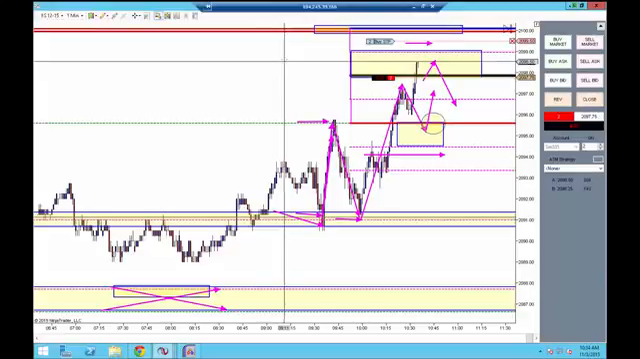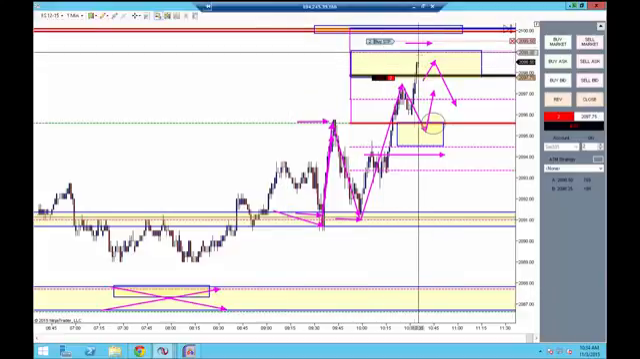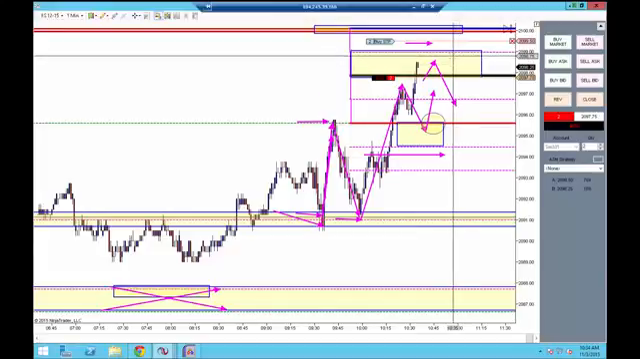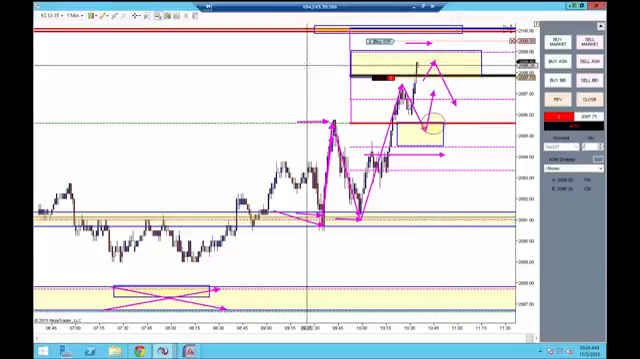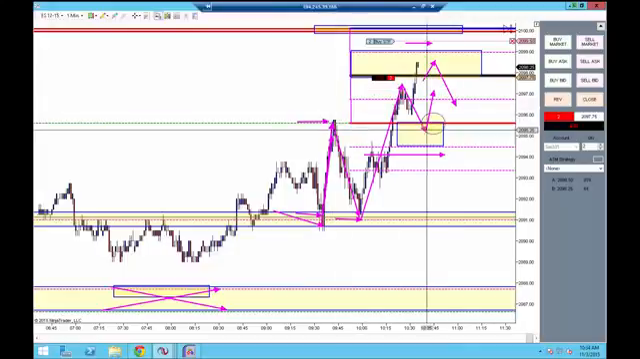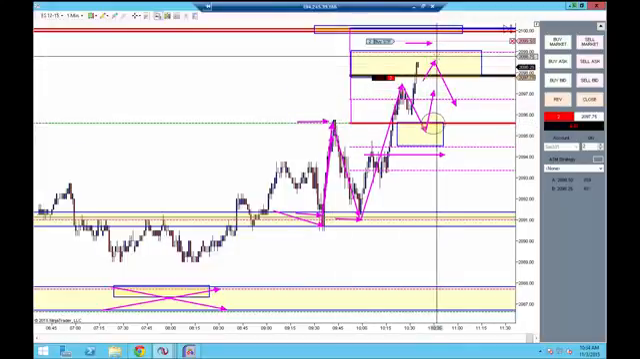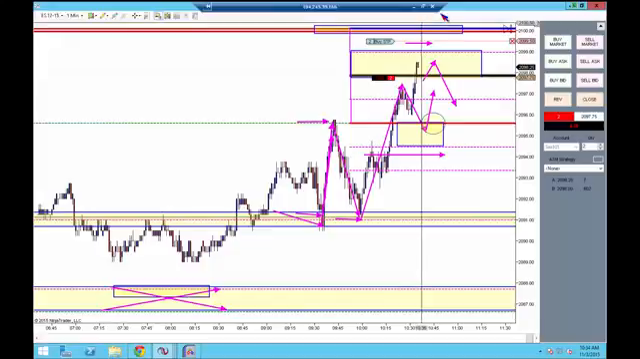So all we're doing is just defining zones, and we'll see what happens here. I would have preferred to buy them down here than short them, but that's okay. It's on a demo. We're not risking anything.